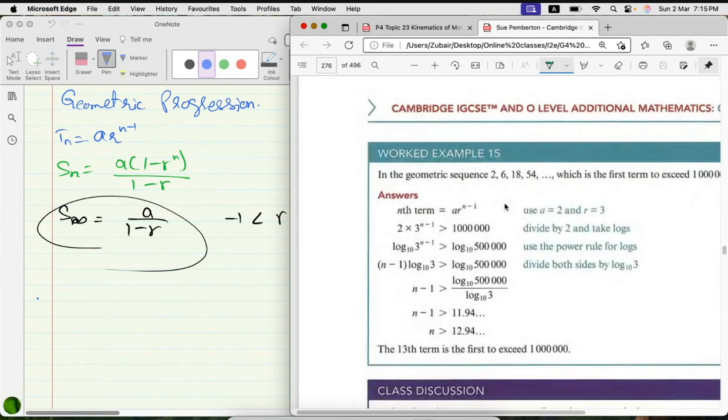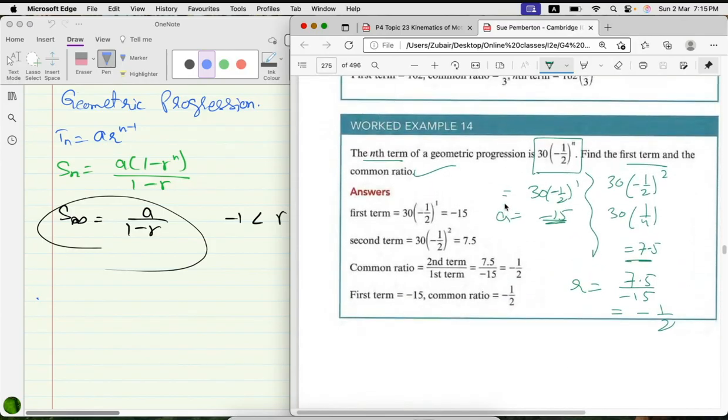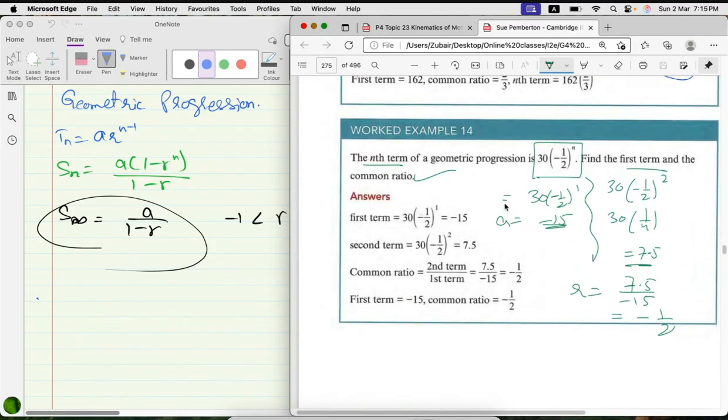Why does it have to be dividing them? Why is it not subtracting them? Subtraction gives the common difference, and this is the common ratio. Arithmetic progression has a common difference. Geometric progression has a common ratio.